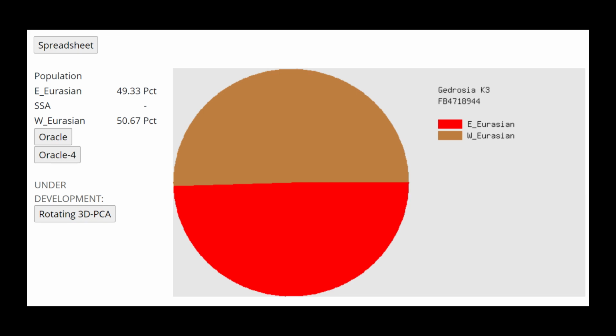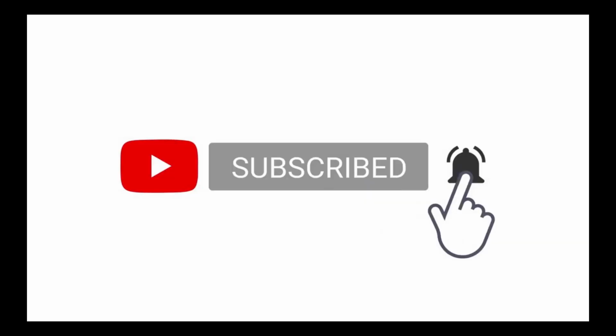And this is what she scores with Gedrosia K3, half East Eurasian, half West Eurasian, pretty balanced split. And I'm going to make more videos about other Bolshoye Linii Ostrov samples. I'm expecting this to be a general trend with all of them.